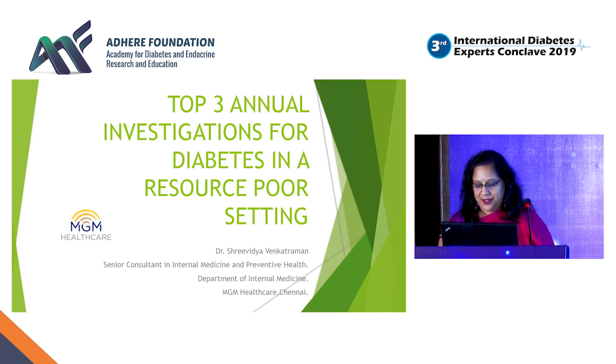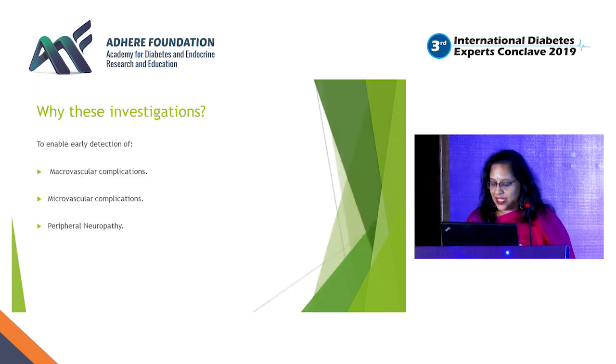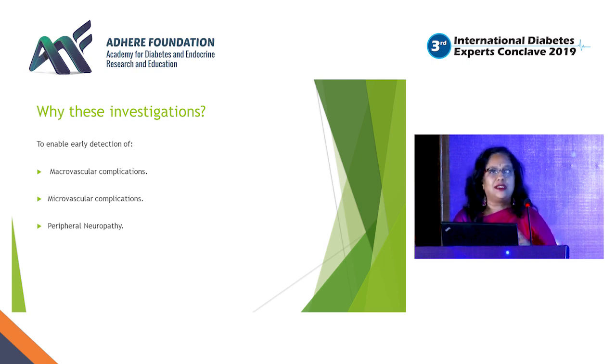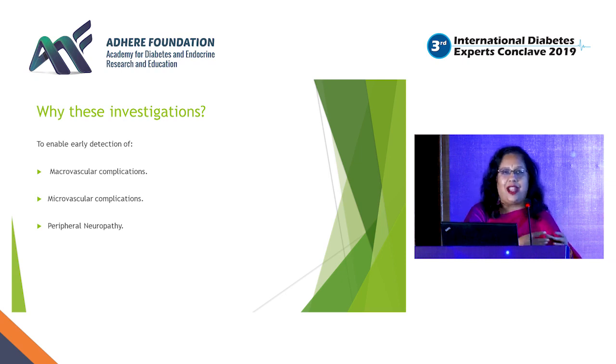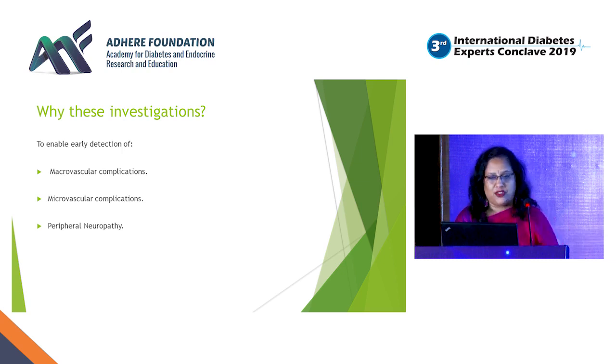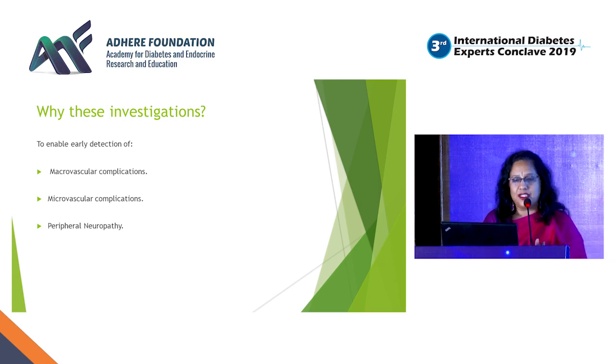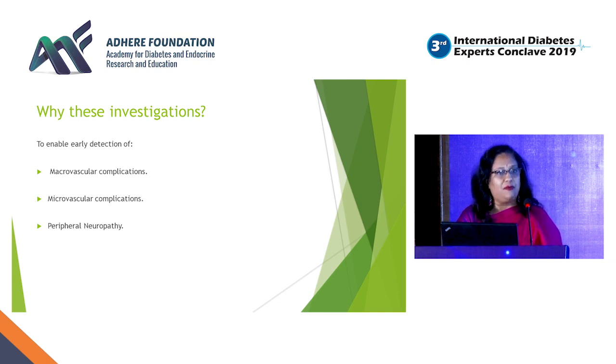So before I start this, the most important thing which we talk about is always investigations, and in diabetes there is no end. We can start with a random blood sugar, a fasting and all, and annual checks are something which we always miss in the whole spectrum. So the first three which I am choosing is to be able to detect and prevent the larger complications. So we have macrovascular, we have microvascular complications, and we have peripheral neuropathy.